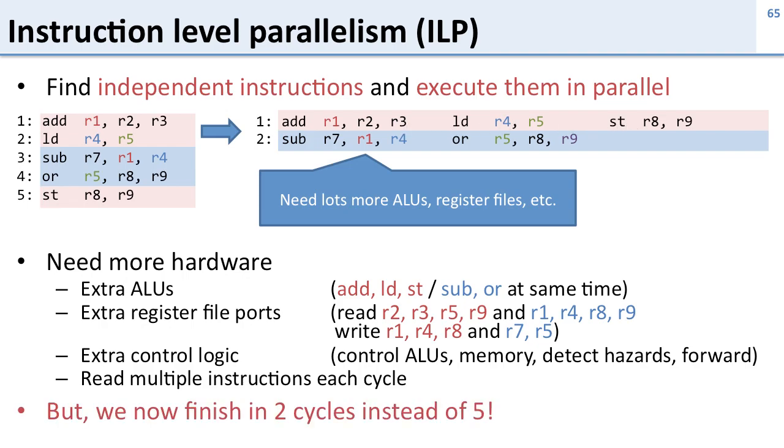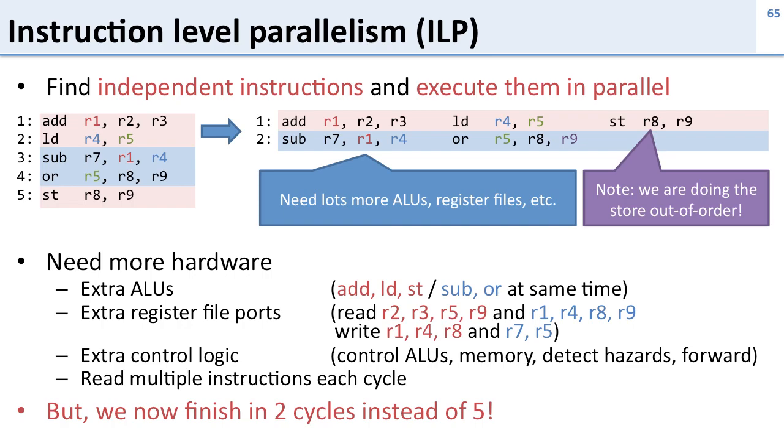But the benefit of this is that if we do these instructions in parallel, it now takes us 2 cycles to finish this program instead of 5. So one other thing that's important to look at here, we're doing things out of order. So this store instruction, it came after all the other instructions here, but it's not dependent on any of those instructions. So we can move it up earlier and execute it earlier, and that's what we've done here. We're executing the store at the beginning, even though it's later on in the actual program order.